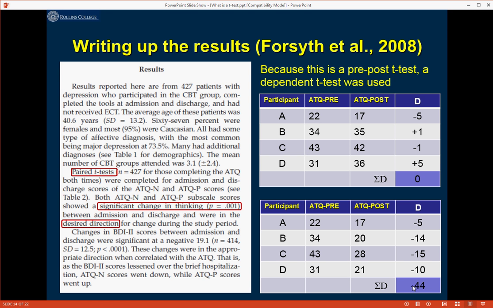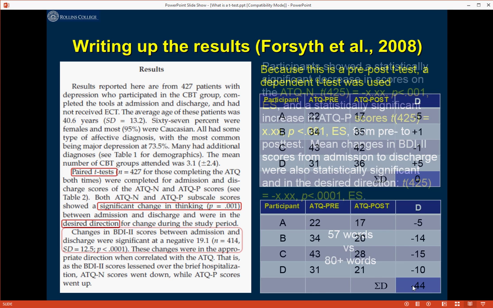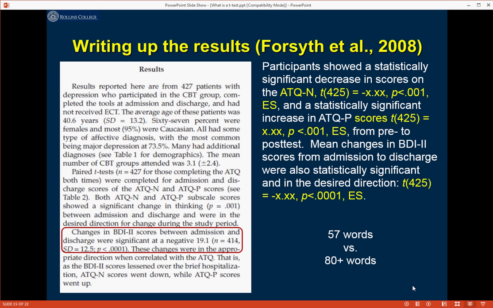I would say participants showed a statistically significant decrease in scores on the ATQN, and then I'd put it in APA format: t, the degrees of freedom right here, equals negative x point xx. That would be the t-score, the test value that we actually calculated, which they don't report anywhere in the manuscript. P is less than 0.001. I got that from the table. And then I'd report the effect size, again, which they did not report.